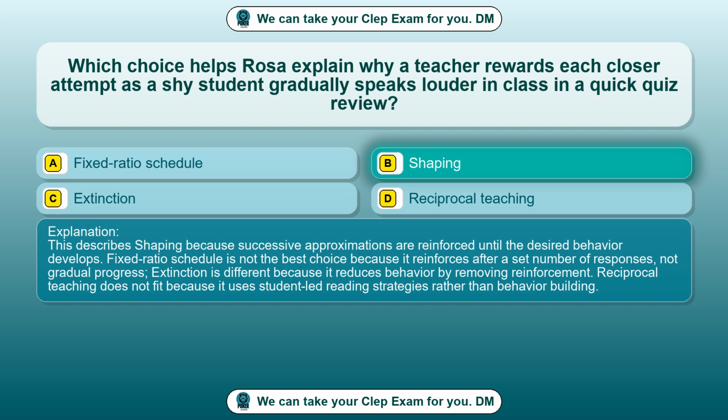This describes shaping because successive approximations are reinforced until the desired behavior develops. Fixed ratio schedule is not the best choice because it reinforces after a set number of responses, not gradual progress. Extinction is different because it reduces behavior by removing reinforcement. Reciprocal teaching does not fit because it uses student-led reading strategies rather than behavior building.